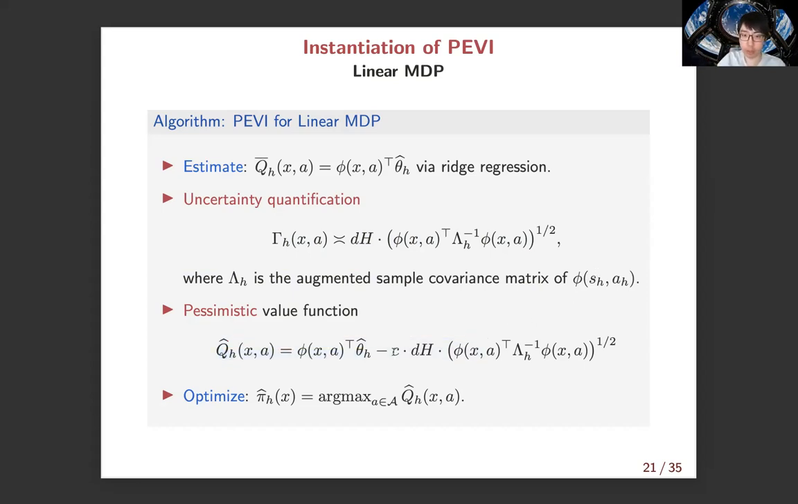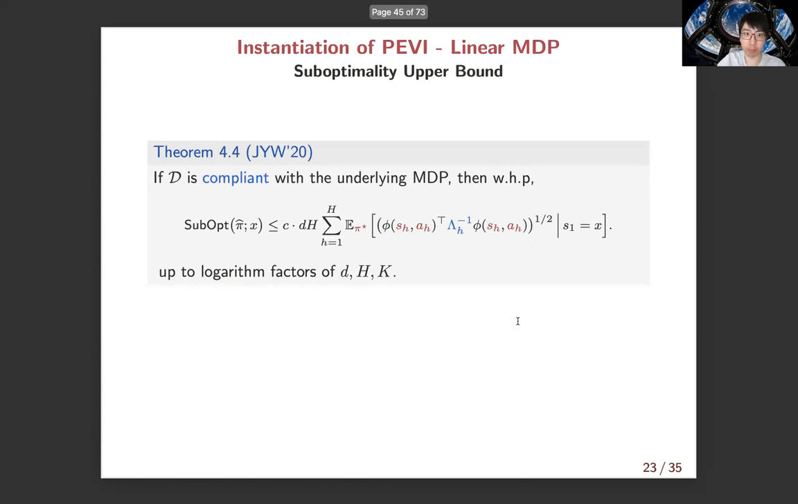And then we can subtract this uncertainty quantifier obtained here from the estimated value function, and then take the greedy policy, and then do this recursively for capital H steps. And then we will obtain the policy for each step.